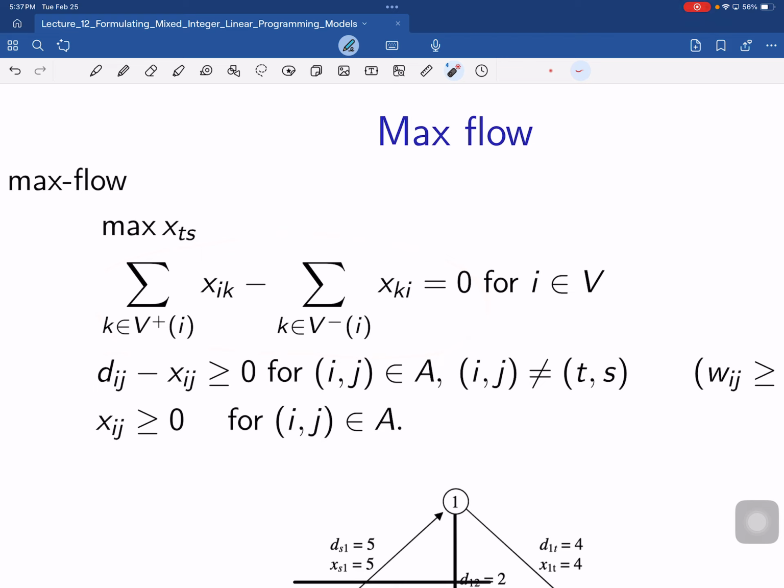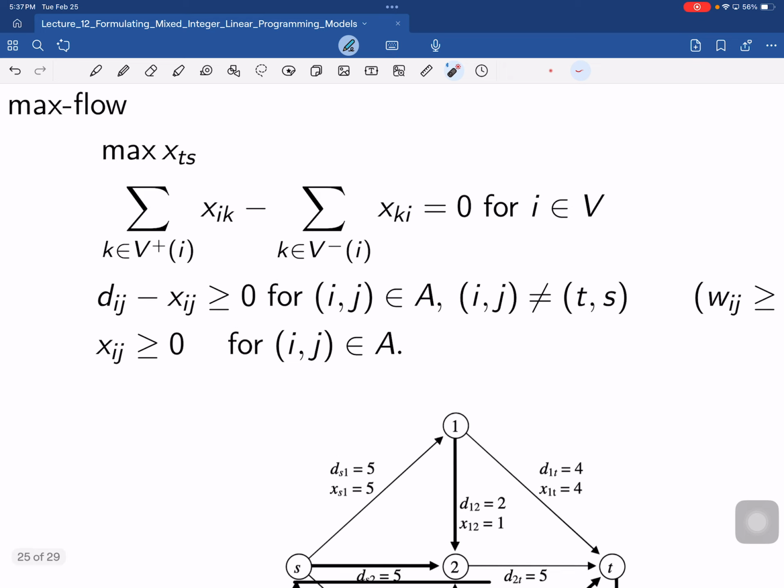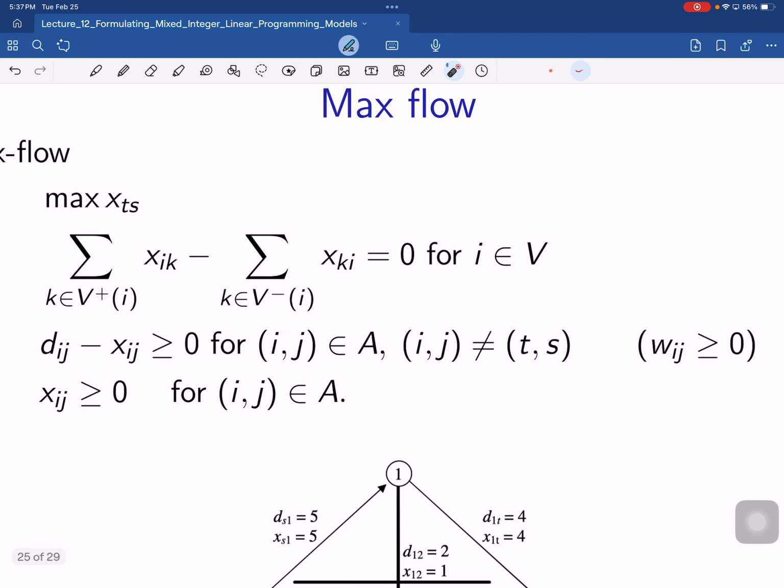Chemical engineers are very familiar with mass balance, right? At a given node, what goes in equals what goes out. And then this is a capacity constraint: each of the flows has to be less than or equal to the capacity, D_ij. And then all the flows have to be greater than or equal to 0. So this is the so-called max flow problem.